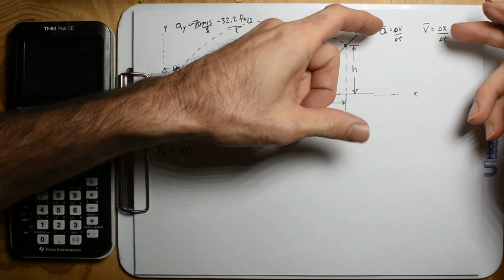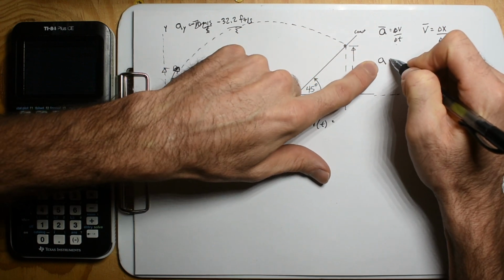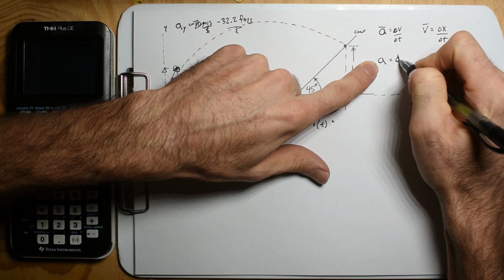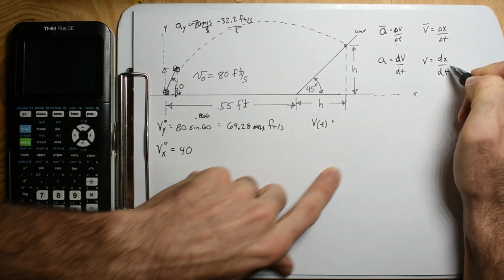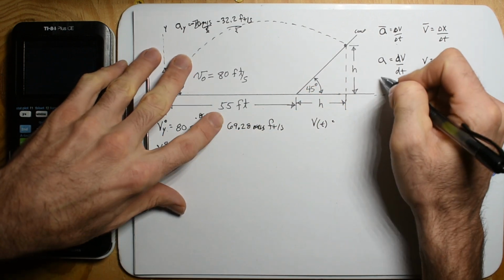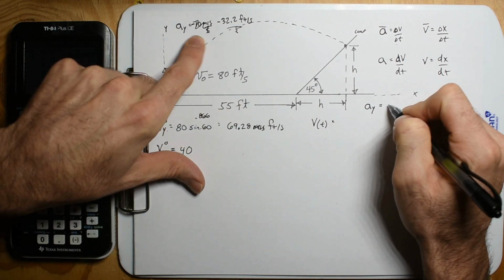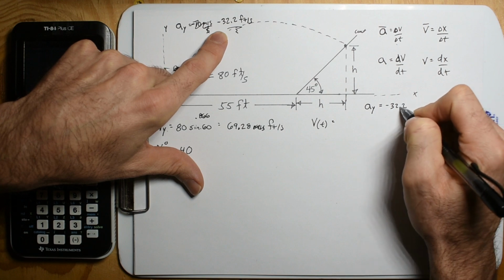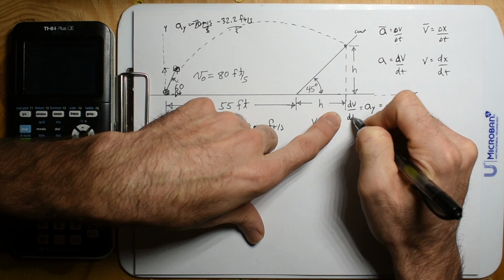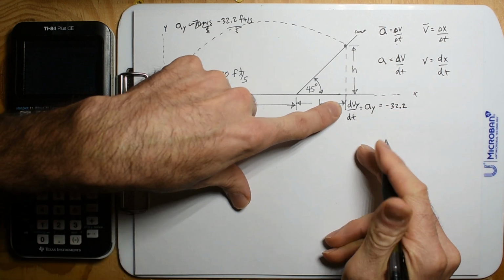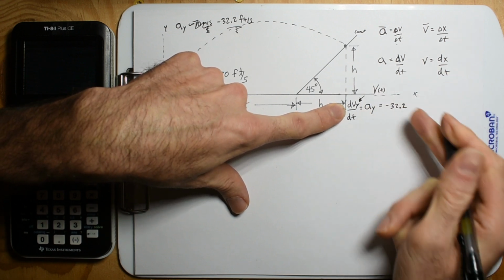Cool. So we're going to use these two equations, and we're going to write them in derivative form. We're going to say acceleration is dv/dt, and velocity is dx/dt. All right, so this is the acceleration in the y, and that's going to equal negative 32.2. So this is also going to equal dv/dt, and this is going to be the velocity in the y. Now, when we integrate this, it will give us a velocity equation as a function of time.